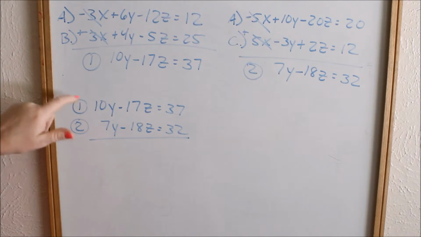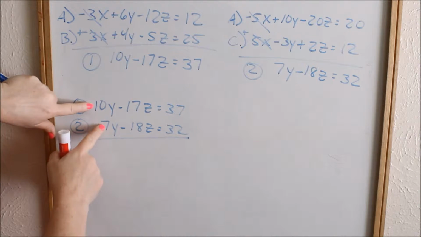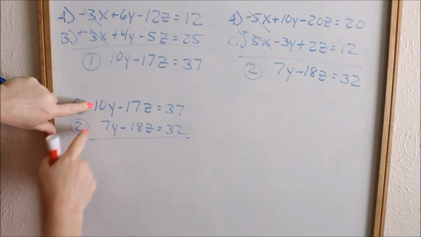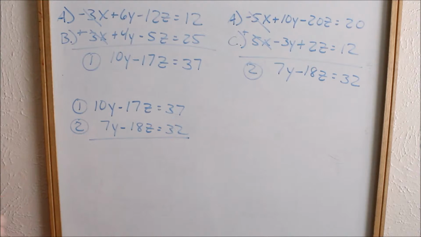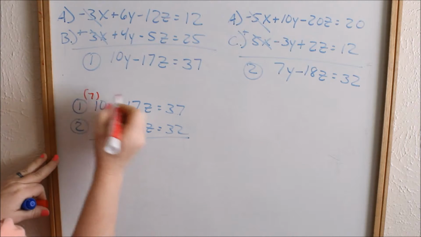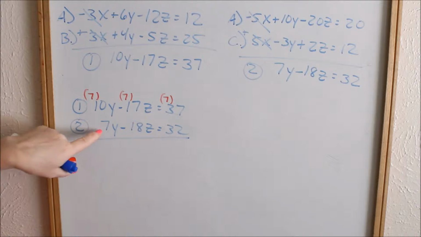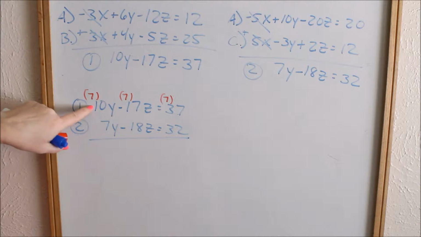So basically, I have to ask myself, what can I turn both of these into? I need to pick the same multiple for each one. Well, I can turn them both into 70. How do I get this to be a 70? I multiply it by 7. So if I multiply that by 7, I have to multiply everything by 7. Well, how do I get this to be a 70? Multiply it by 10. But see, they're both positive.